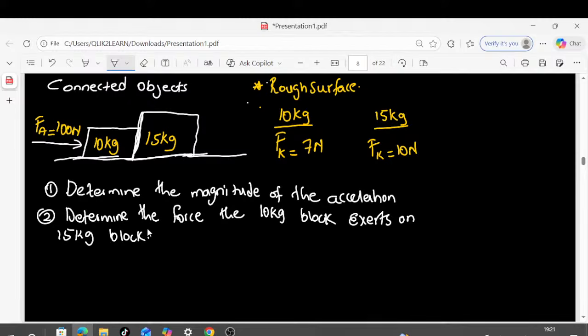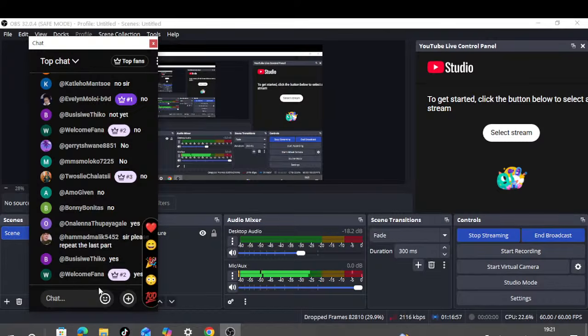First, we have two blocks that are connected, and then the force is applied. I'm going to explain why I am choosing this problem. Let me see if we have any comments on the other side. Yes, okay. Thank you, Busisiwe. I can see your comments, guys. Thank you very much.